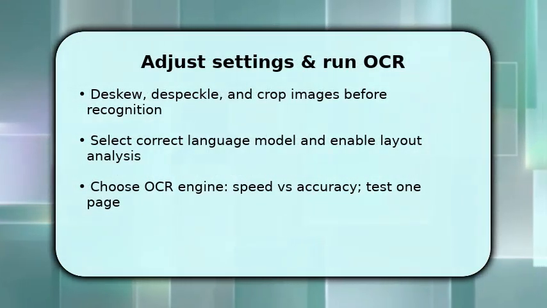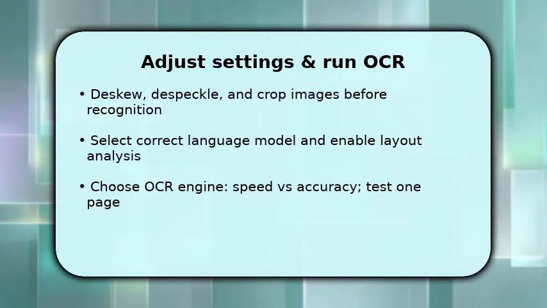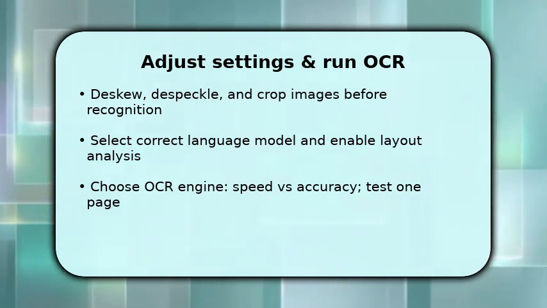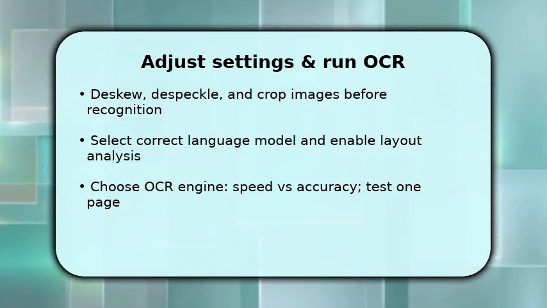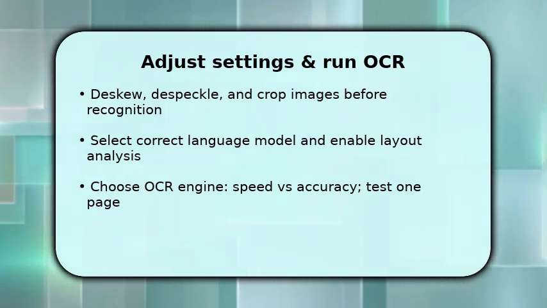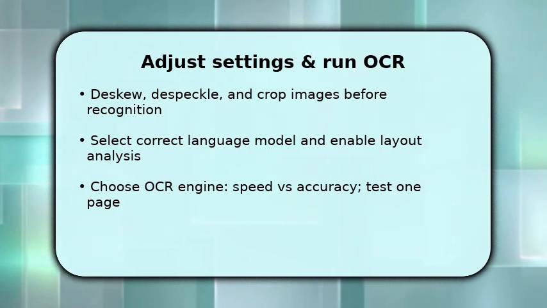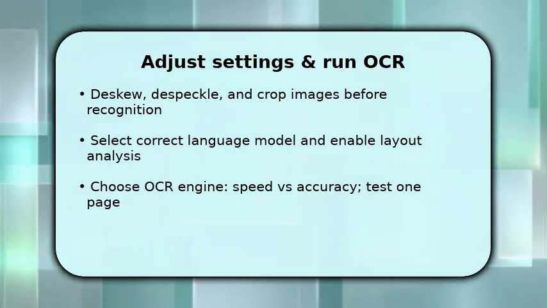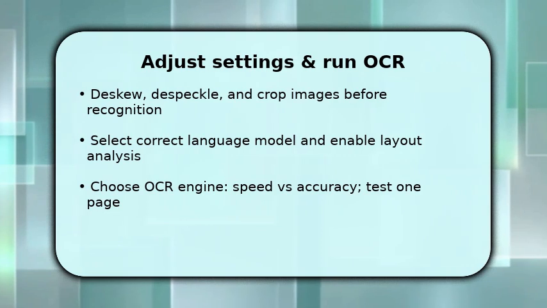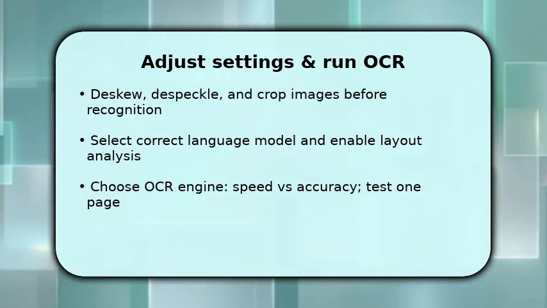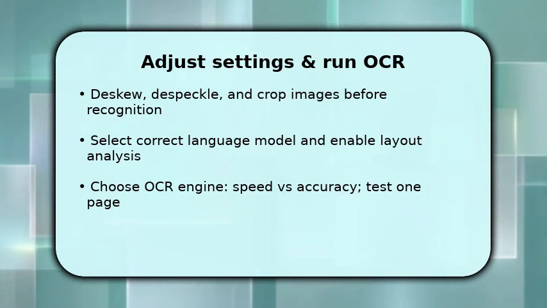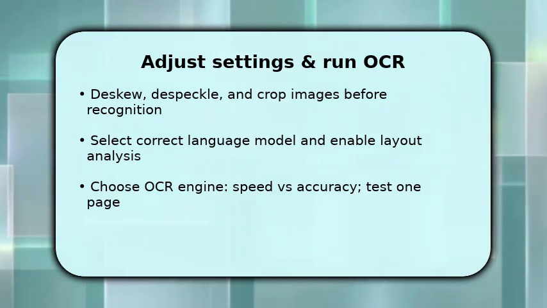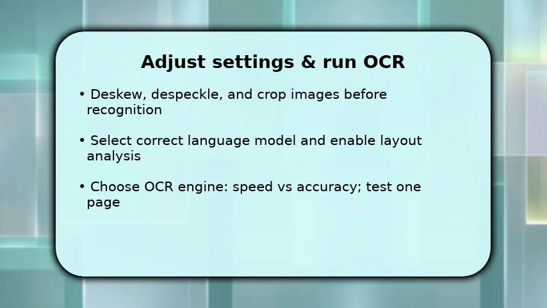Next, you optimize images and set advanced OCR options. You should deskew and despeckle noisy pages, because cleaner images produce better text. Once done, pick the correct language model and enable layout or column detection so tables and multi-column text remain structured. Choose between faster or higher accuracy engines and run a single-page test to evaluate results. That gives you a benchmark.